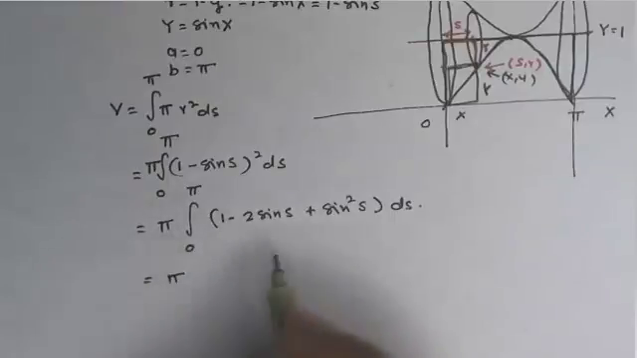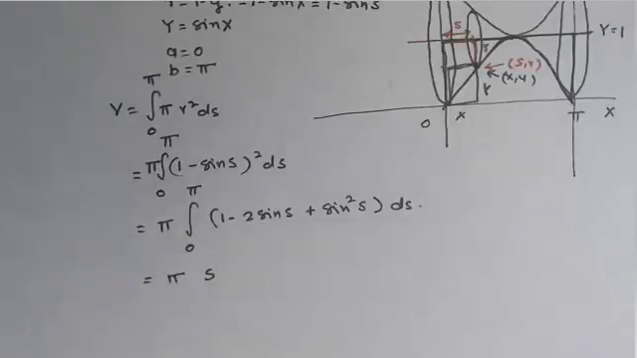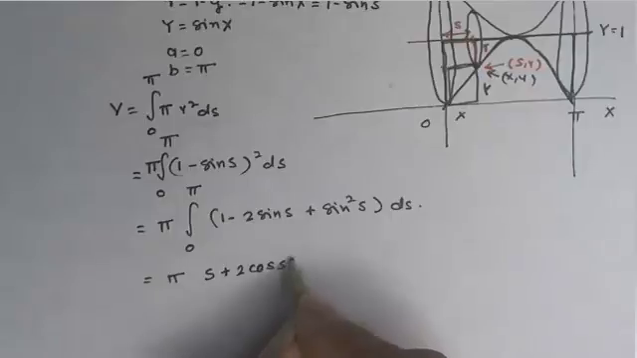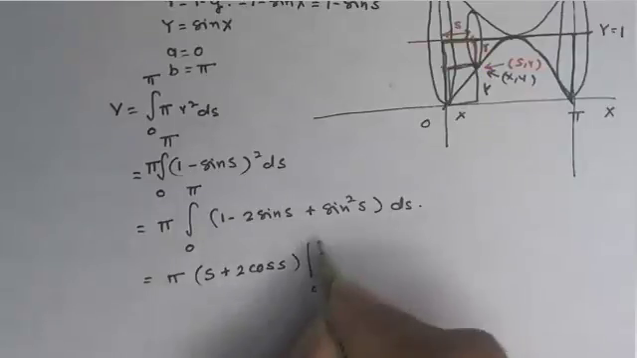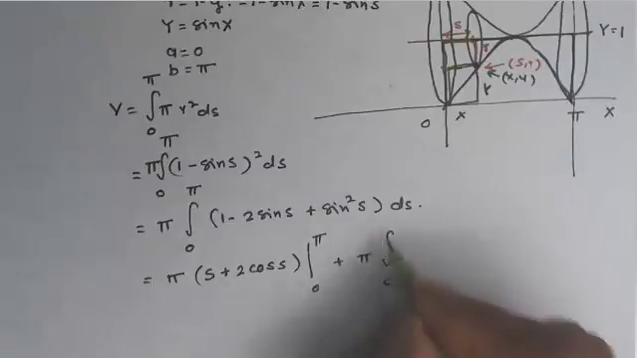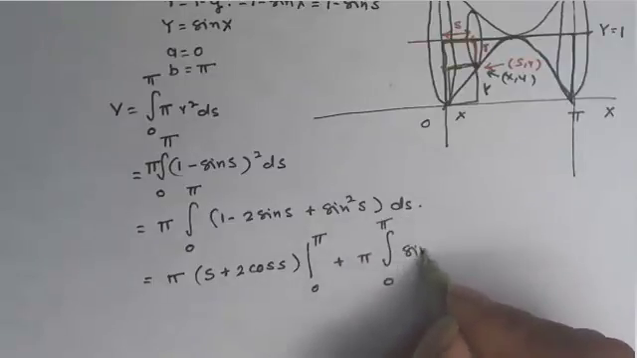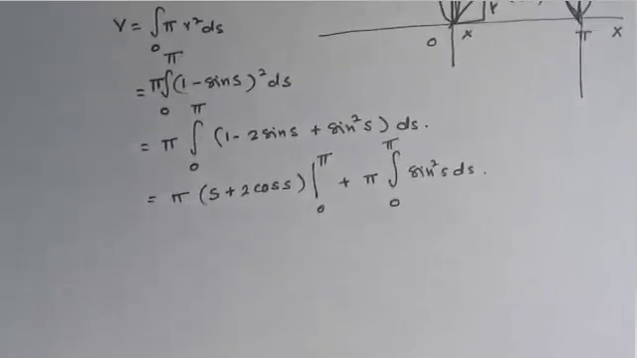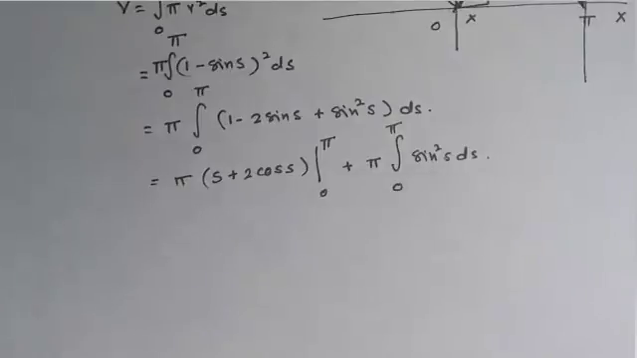And so that's the same. The first two integrals are easy to do. The integral of 1 is just s. The integral of sine s is minus cosine s. So the minus cancels with that, and I get plus 2 cosine s. And all of this in the limit 0 to pi, and then the third integral, 0 to pi of sine squared s ds. And the last integral, the sine squared s, students often find this difficult to do.